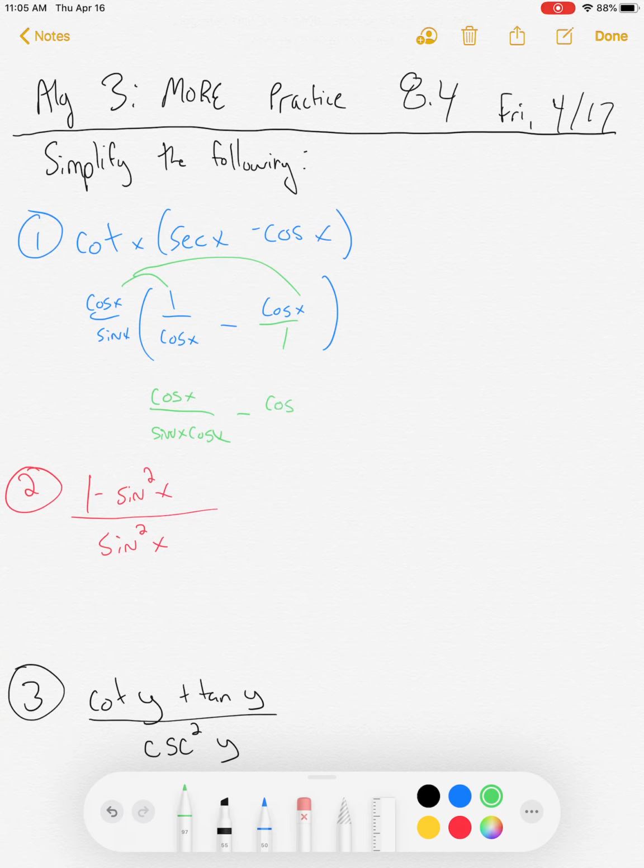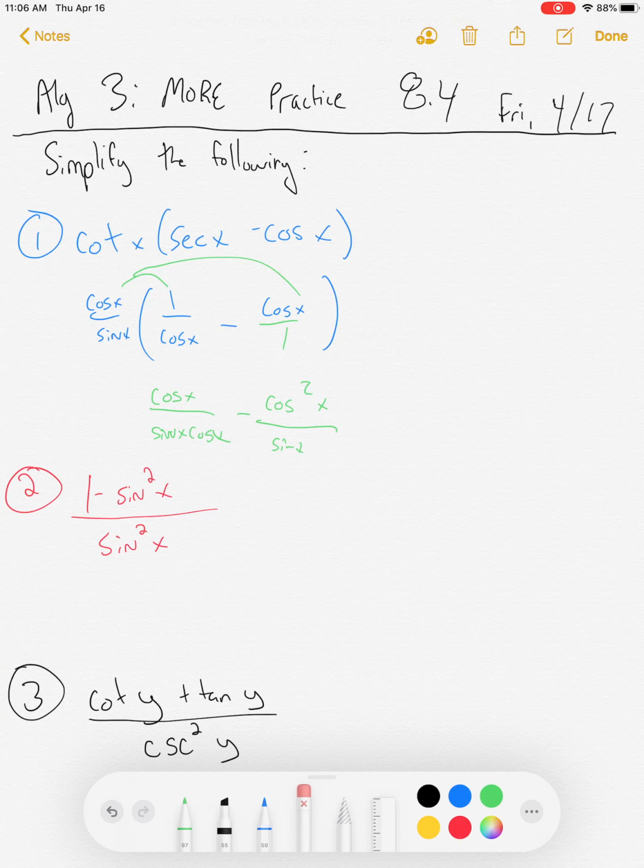So what we end up getting is cosine squared x over sine of x. My mistake, over sine of x. I got sine by sine times 1.